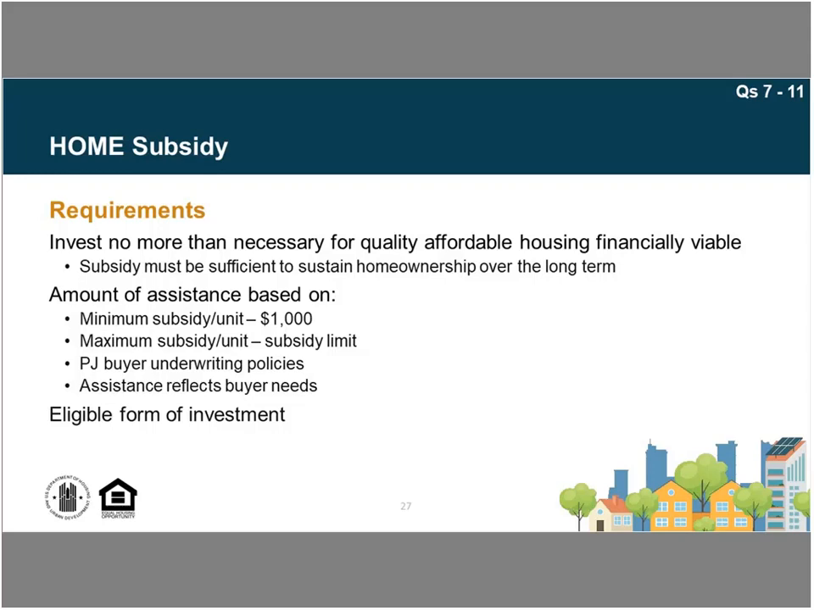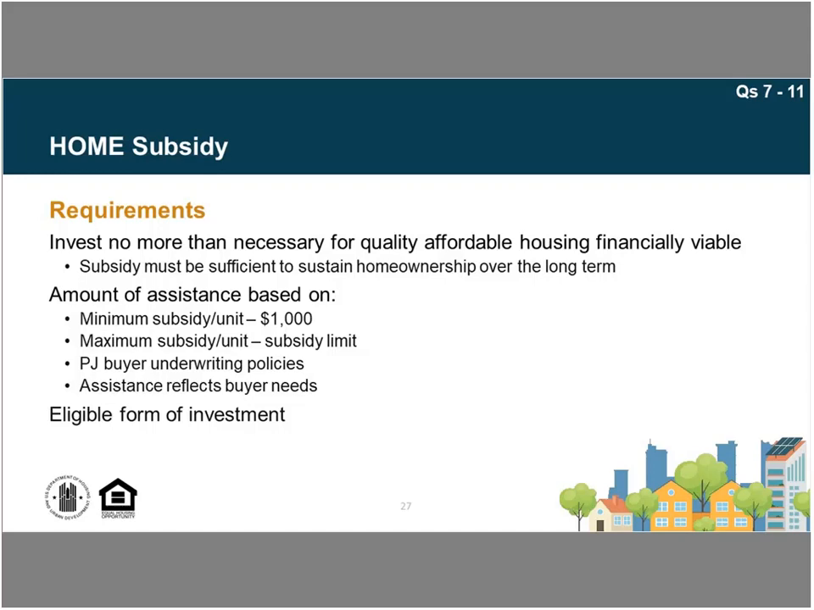You also have to have your buyer underwriting policies to determine whether it's an appropriate amount of assistance and whether they can sustain it. And you are supposed to make certain that the assistance reflects buyer needs. For a number of years, we've been stressing the principle that one size fits all is not an acceptable strategy. You don't give everybody the same amount of assistance. You give them the amount of assistance that is appropriate or necessary for them to be able to sustain homeownership. You may, in fact, have program limits that maximize the amount you will give, but you do need to make an individual determination for each homebuyer.